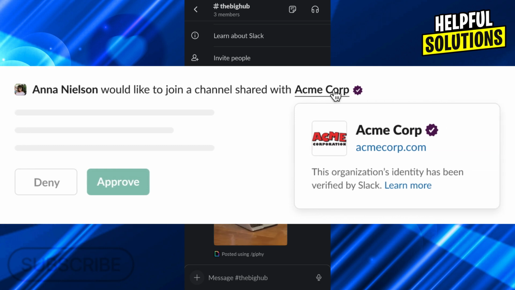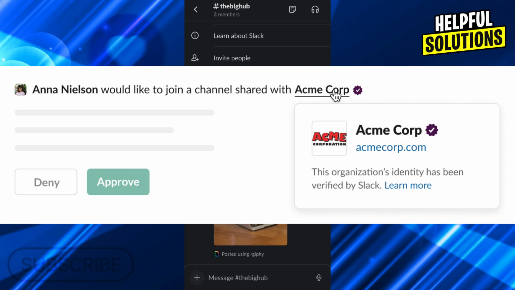They check if the organization is a paid customer of Slack and if the organization is authentic. So if it has a verifiable public business presence, other factors may of course be evaluated as well.